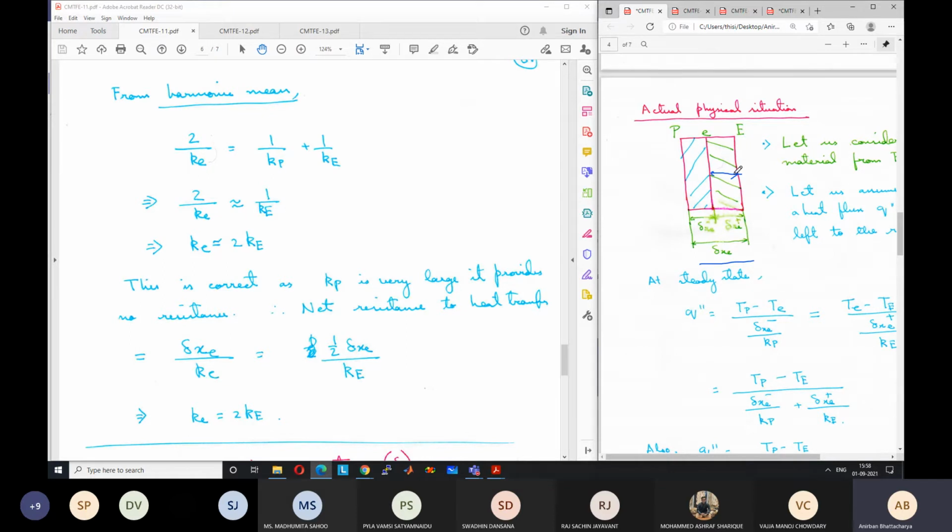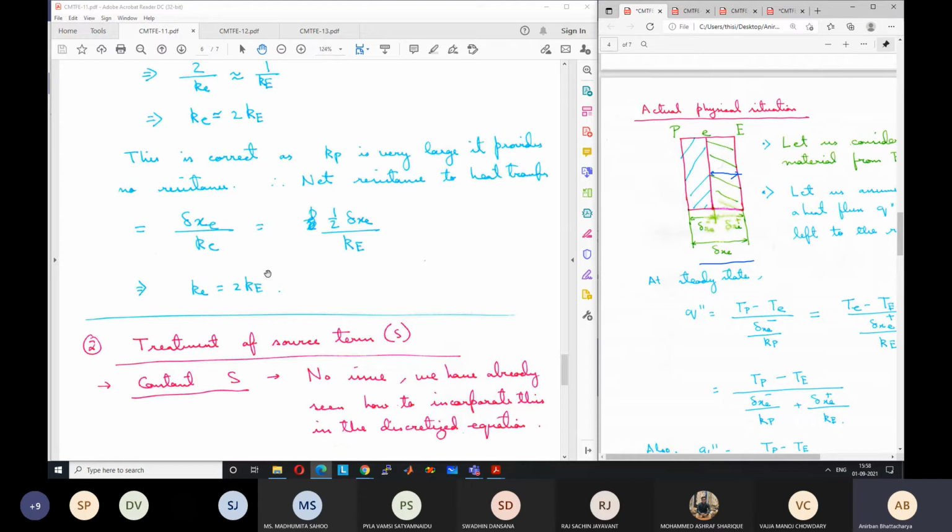Obviously, this should be true because the other part has almost zero thermal resistance because of high conductivity. So the thermal resistance of this part should be equal to the overall thermal resistance, and that is what we find. So the harmonic mean gives us the correct approximation of the interface conductivity.